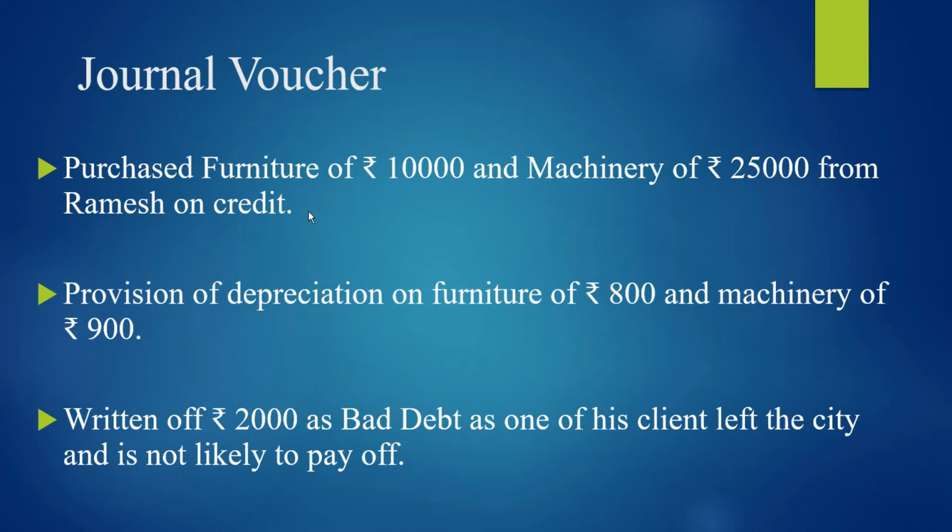Think that if it is not on credit basis, directly we are paying the cash, we are making the payment to Ramesh and we are purchasing furniture as well as the machinery. In that case, it has to be recorded under the payment voucher. If it is on credit basis, it has to go under the journal voucher. Purchase of fixed asset, if it is on credit basis, has to go under the journal voucher itself. Now let's go back to Tally.